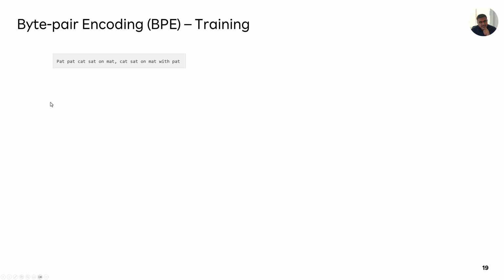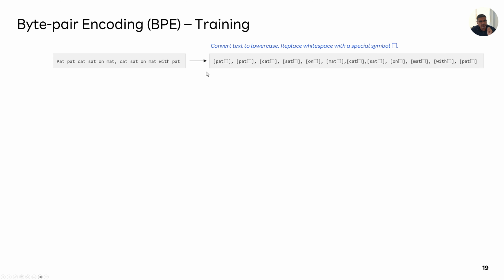Let's try to understand the BPE algorithm using a string like this: pat pat, cat sat on mat, cat sat on mat with pat. Obviously, it's a nursery rhyme, and the reason I chose something like this is because it has very simple, small words, and it allows us to focus on the algorithm rather than the complexity of very long words. The first thing is I'm going to convert this into lower case, and one more thing I will do is that I'll also maintain the white space. I'm using this Unicode symbol, this empty white box, to represent white space.